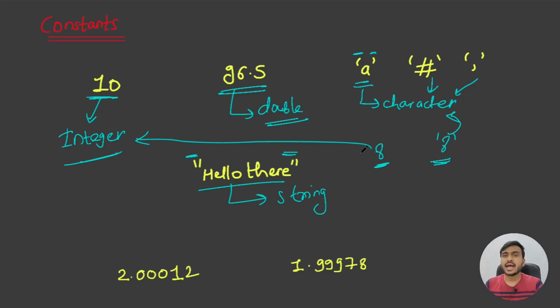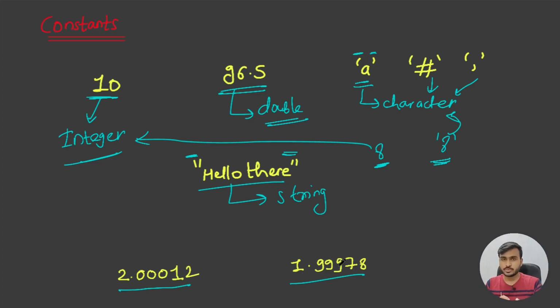So for that I have one small example for you. So on my screen I have two values. The first value is 2.00012 and the second value is 1.99978. Now always remember, whenever you write any fractional value, by default it's going to be of type double. Its data type is going to be double. Whenever you write any constant, any fractional constant, its data type by default is going to be double.